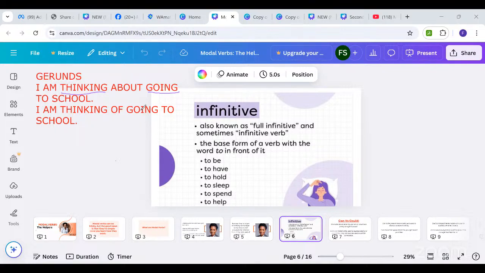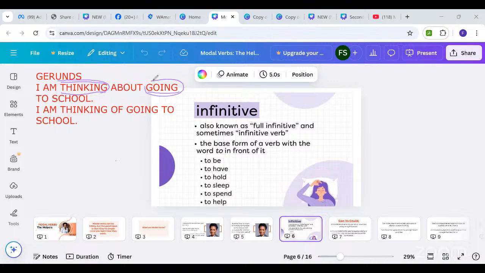So, simply put, what I'm trying to achieve here is that sometimes we can use infinitives and gerunds interchangeably in sentences. What helps us know which one to use is mostly identifying the type of tense you have. Because in such a sentence, you would have the main verb. This is the main verb here. And then you would either have the main verb and then the gerund.